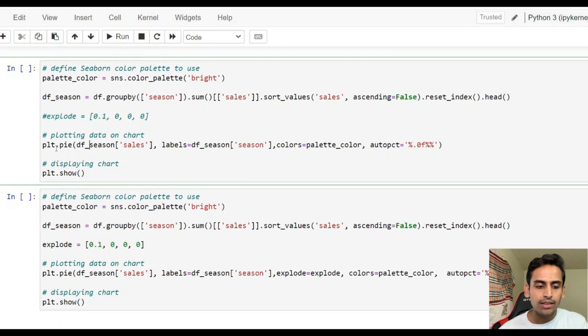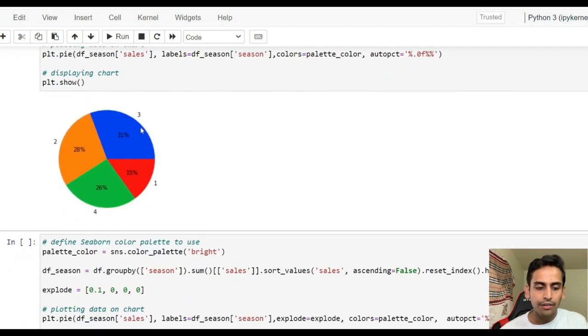Now the next thing I'm doing, I'm using the matplotlib package plt and using its function called pie. Then I'm passing the df underscore season sales, and on the labels I'm passing the dimension, which is season, and the colors is equal to palette color, and this autopct basically will print the percentage values.